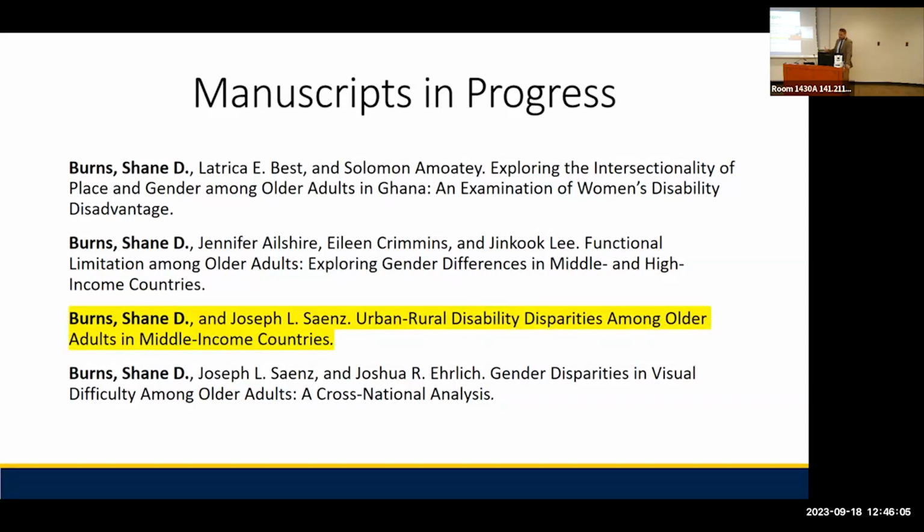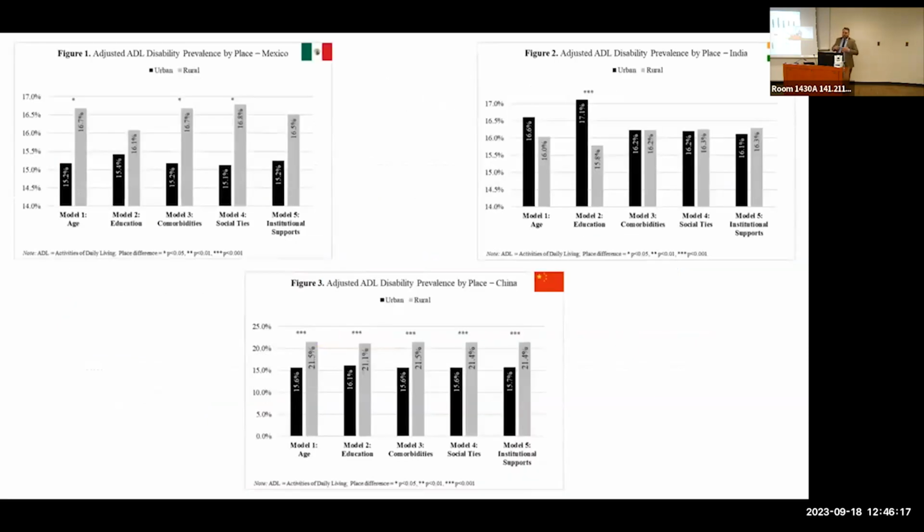This first one is looking at urban and rural disability disparities. A lot of the literature focuses on rurality being this social disadvantage, and therefore urban individuals are generally, quote unquote, healthier. But ultimately what we did is compared reports of disability between urban and rural respondents in different countries. And as you can see here, for example, in Mexico, there is a rural disability disadvantage that can be explained by educational attainment. There is actually an urban disadvantage of disability in India that can be explained by comorbidities.